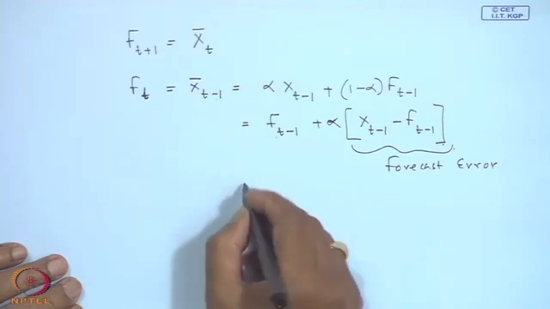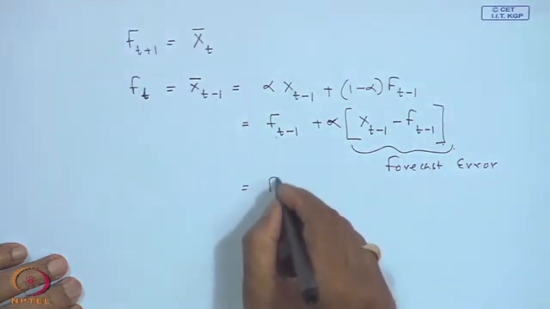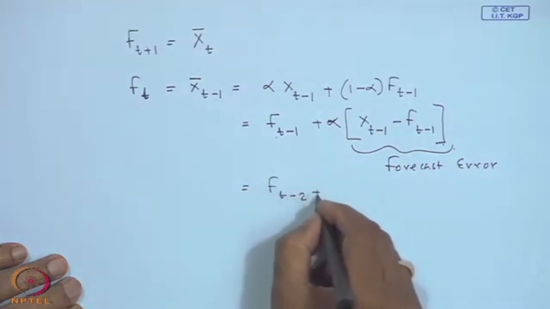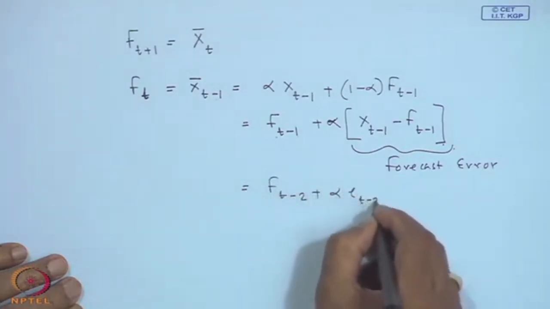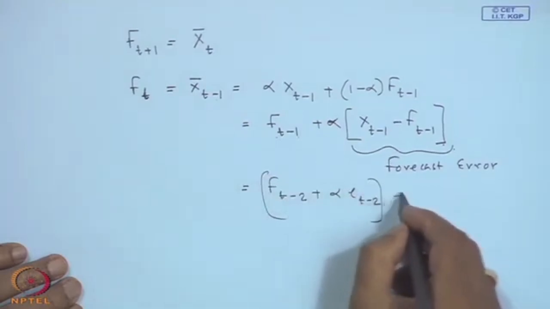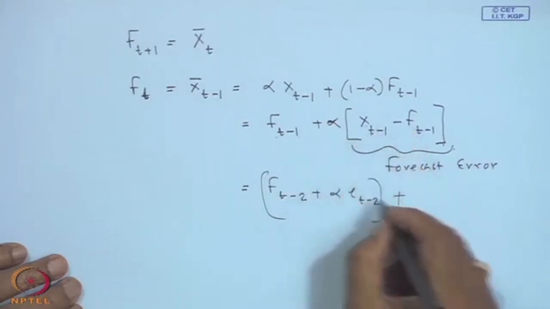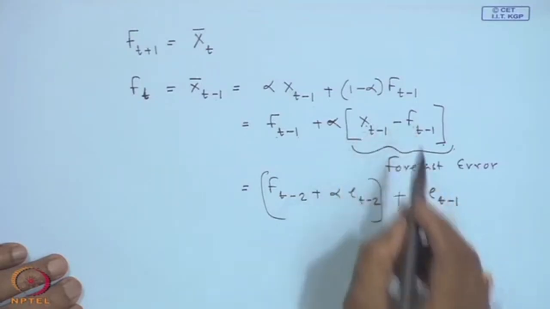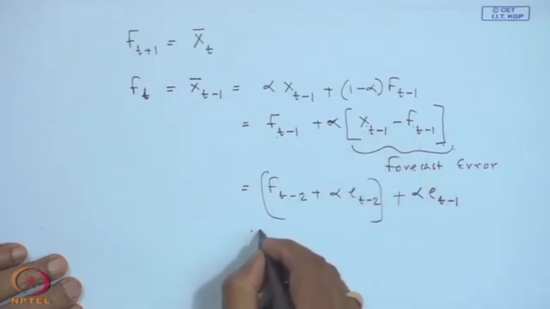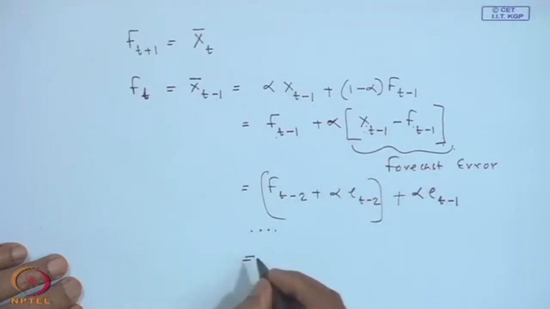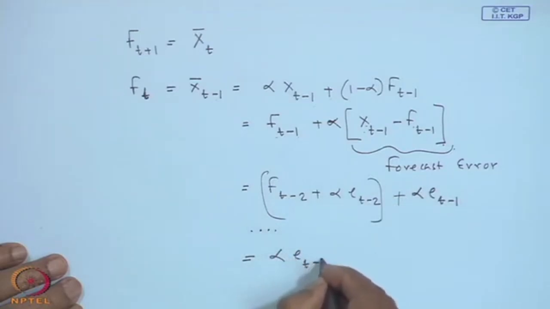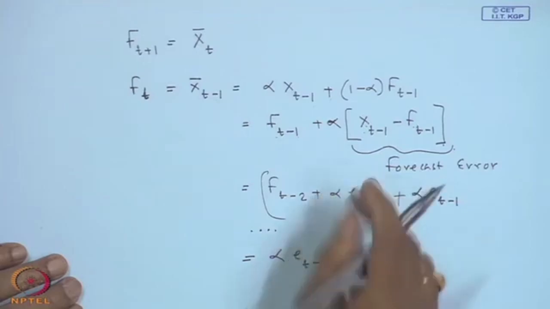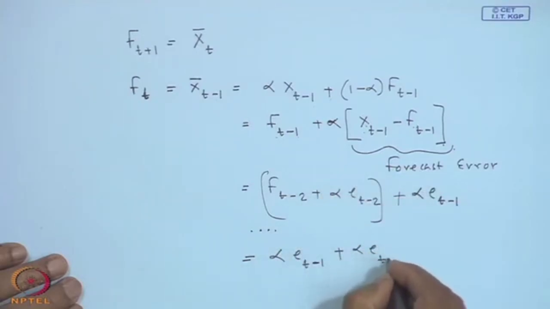Now, we can expand f t minus 1 like before, we can write f t minus 2 plus alpha e t minus 2. If we call this difference as error e, and this we can write e t minus 1 error. So, if we proceed this way, then we will land up with writing this first alpha e t minus 1, next this alpha e t minus 2, and like this.